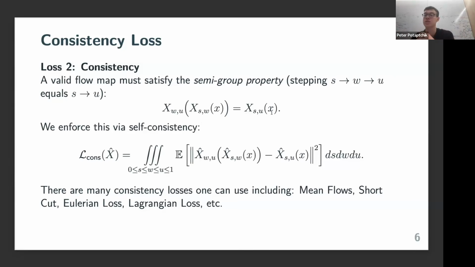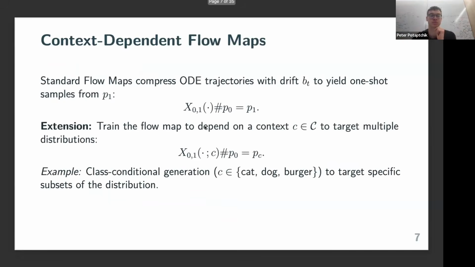And so basically training these flow maps is just going to be 2 losses. You're going to train the diagonal using flow matching, and then you're going to train the off diagonal with this sort of consistency loss. Okay. So at the end of the day, what we have now is that we have some drift b_t such that if we simulate the ODE trajectory starting at P0, we end up at P1.